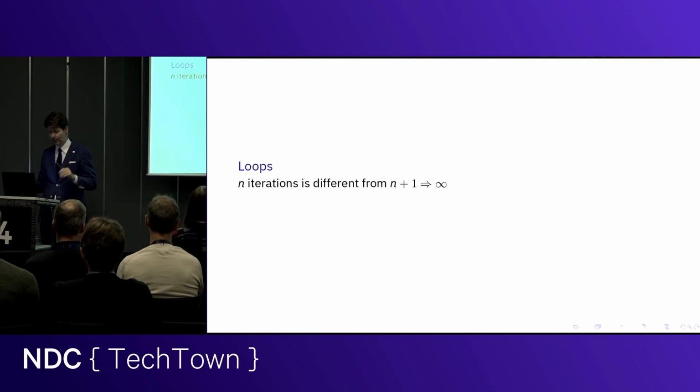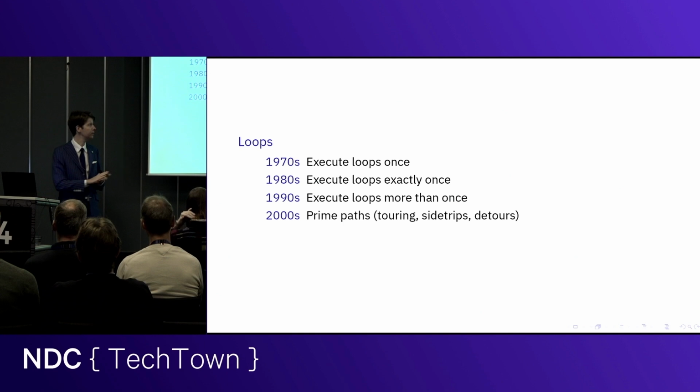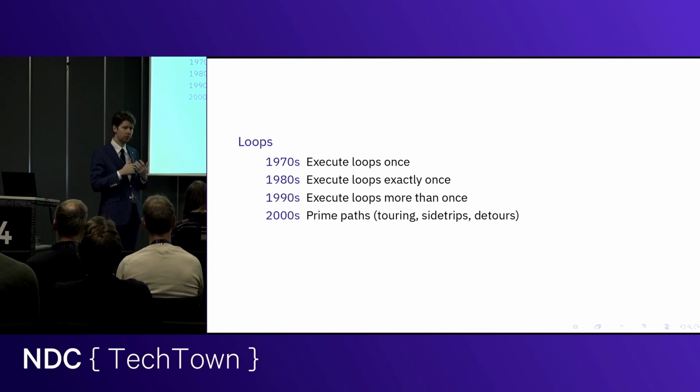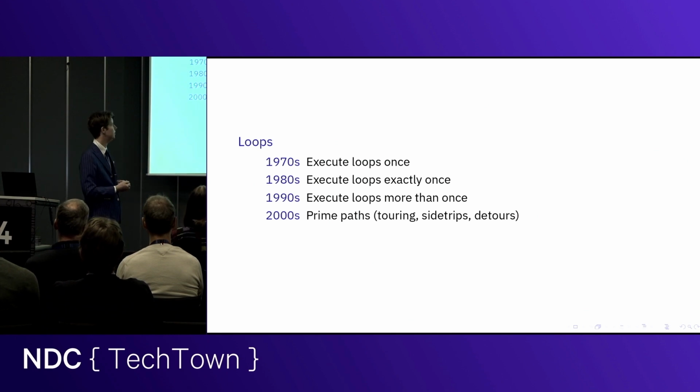In this space, there have been different strategies for different areas. So in the 1970s, the goal was to execute all of the loops at least once. In the 80s, we talked about exactly once. In the 90s, we're at more than once. And finally, in the 2000s, which is approaching on some 10, 20 years, we're talking about prime paths.